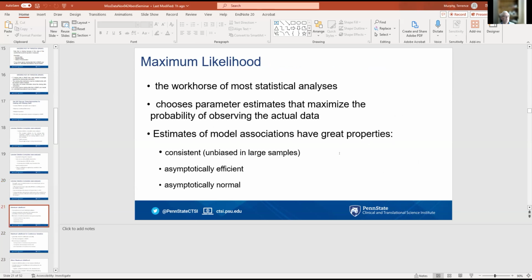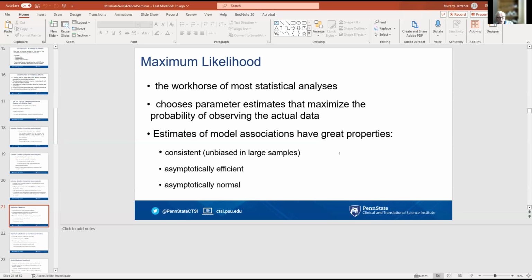The second technique we'll talk about is maximum likelihood. Now, you've likely heard of this expression before because maximum likelihood estimation was developed by Sir Ronald Fisher in the last century and is kind of the workhorse of modern statistical analysis. What it does is it chooses parameter estimates, again, going back to our idea of we're modeling the association of an explanatory variable on an outcome. It chooses the parameter or the model estimate that maximizes the probability of observing the data that you have in hand.